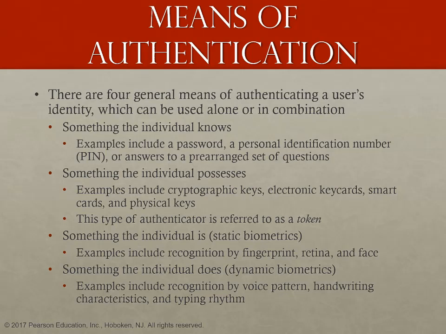Something the individual knows. Examples include a password, a personal identification number, PIN, or answers to a prearranged set of questions. Something the individual possesses. Examples include cryptographic keys, electronic keys, smart cards, and physical keys. This type of authenticator is referred to as a token.